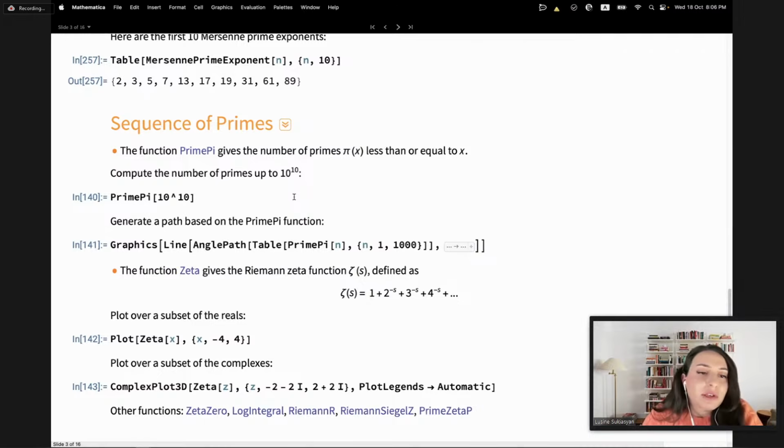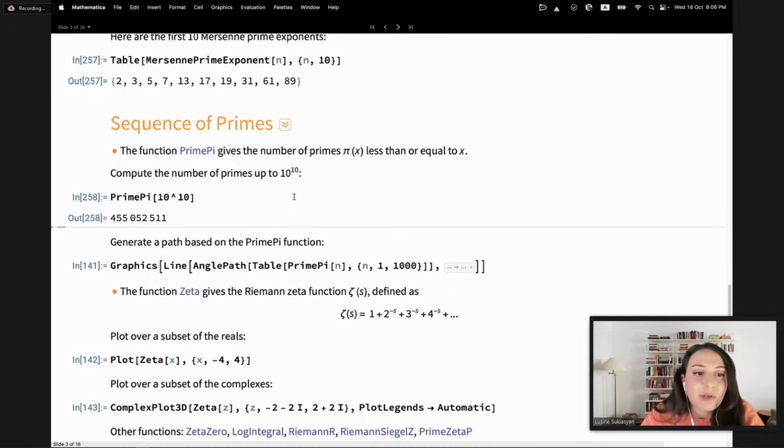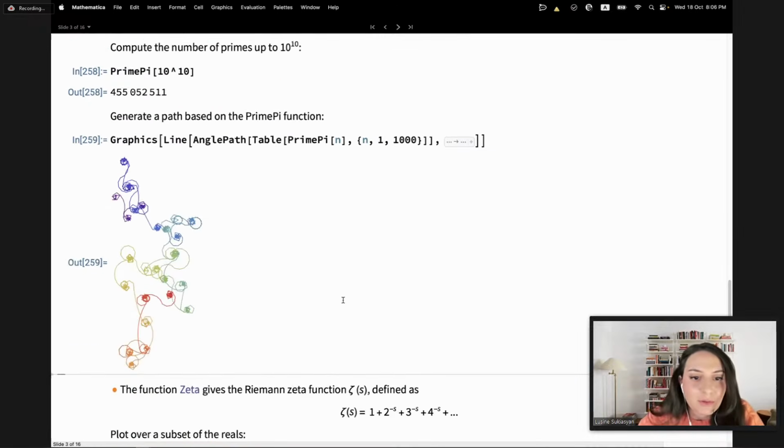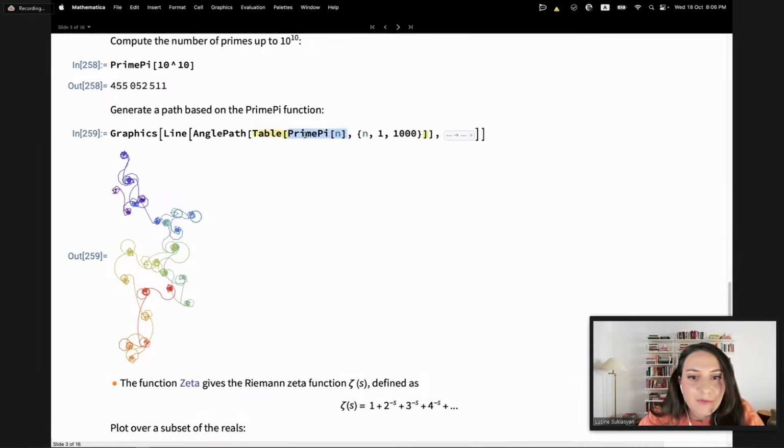PrimePi, you can compute the number of primes up to 10 to the power of 10 by just doing this. So there are this many prime numbers less than or equal to 10 to the power of 10. Or we can have some fun and generate a path based on the PrimePi function. And here you go. This is the PrimePi function from the values 1 to 1000. And this is a nice sort of visual stuff here in the Wolfram language.